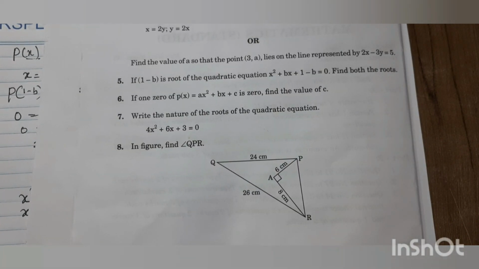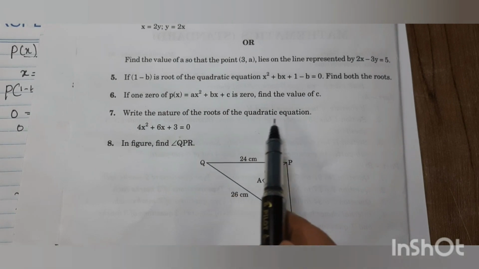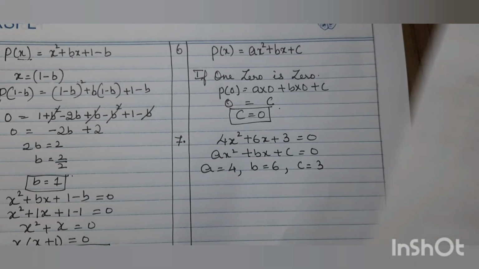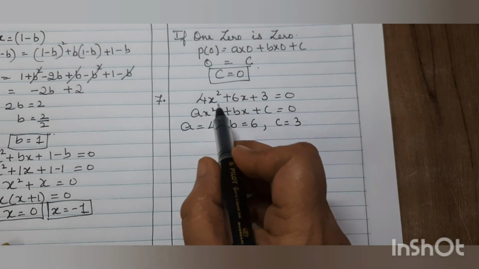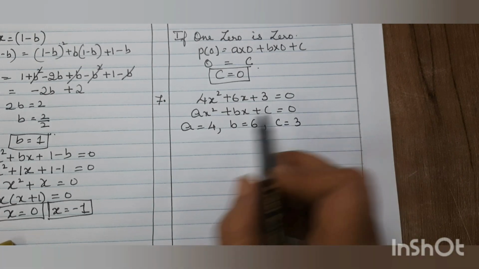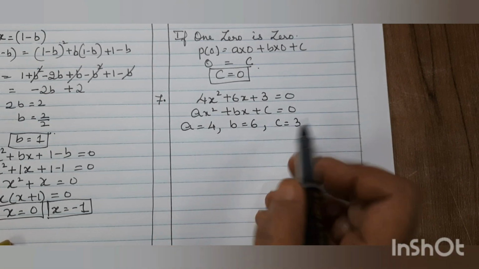For the 7th question, here write the nature of the zeros of the quadratic equation. This is quite simple here. 4x square plus 6x plus 3. This is of the form ax square plus bx plus c equal to 0, where a is 4, b equal to 6 and c equal to 3.